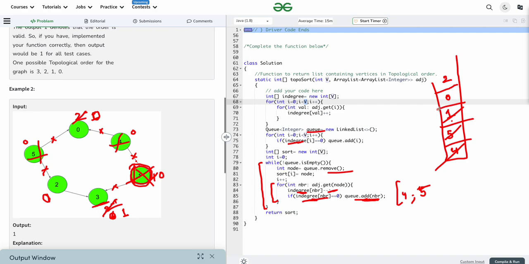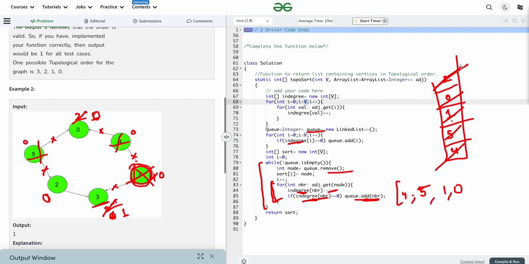And then we will go to our next node, that is 0. I will remove 0, but I can see that there is no neighbor of 0 that I can go to. So I'll not go inside this for loop and we are good. Then I'll remove 2. The moment, okay, I forgot to add these values to my sorted array.